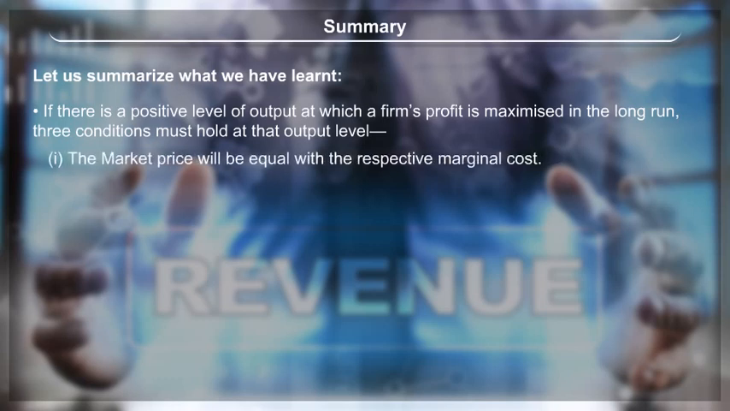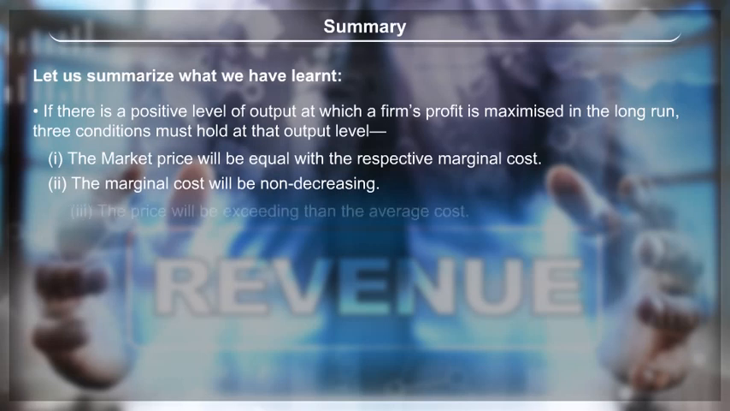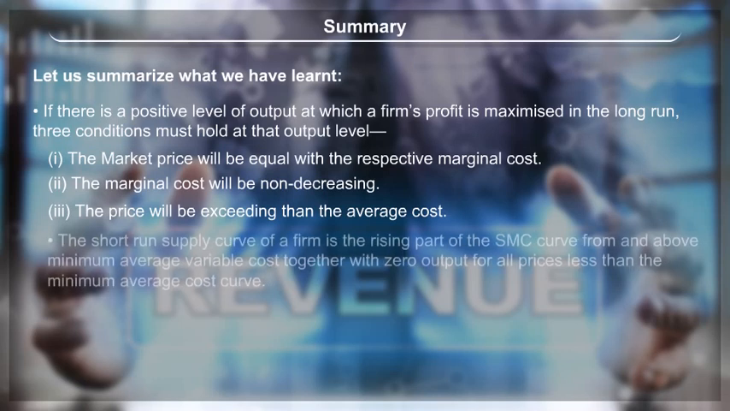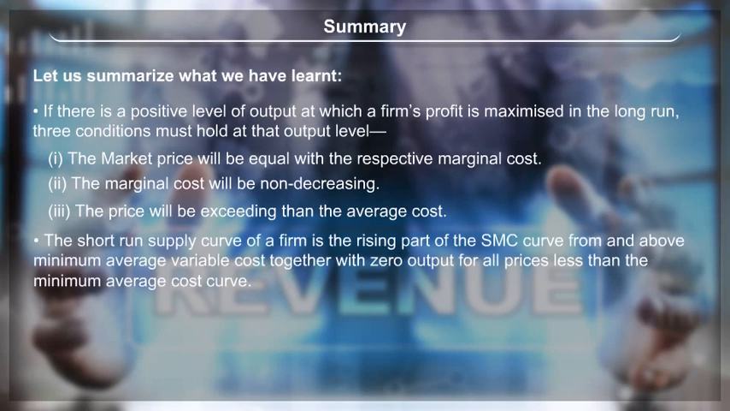1. The market price will be equal with the respective marginal cost. 2. The marginal cost will be non-decreasing. 3. The price will exceed the average cost. The short-run supply curve of a firm is the rising part of the SMC curve from and above minimum average variable cost, together with zero output for all prices less than the minimum average variable cost.